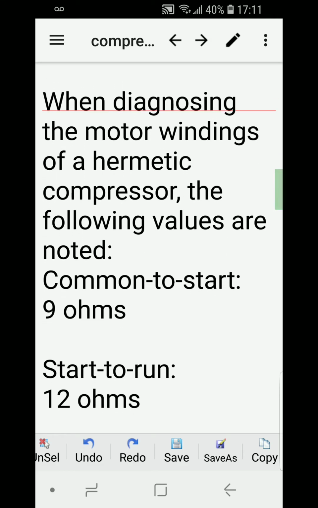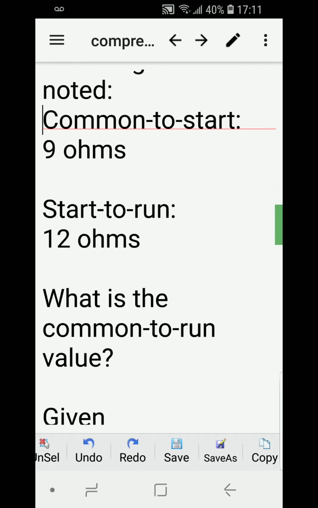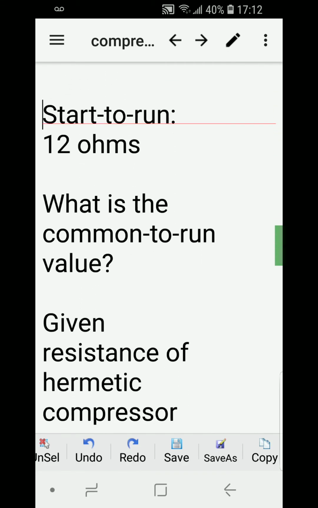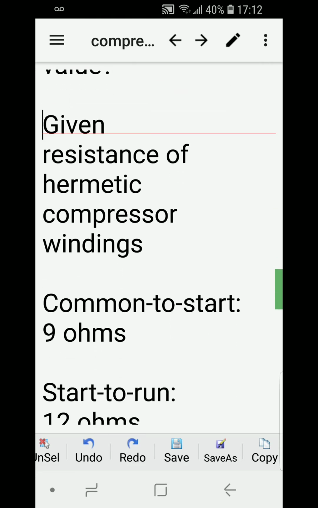When diagnosing the motor windings of a hermetic compressor, the following values are noted. Common to start, 9 ohms. Start to run, 12 ohms. What is the common to run value? So we have the given. We're given the resistance of hermetic compressor windings.